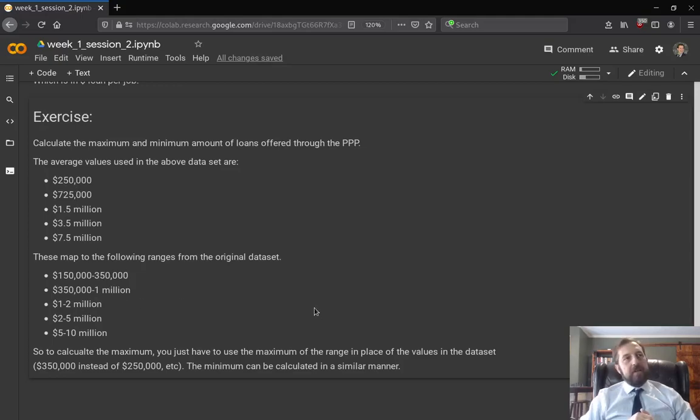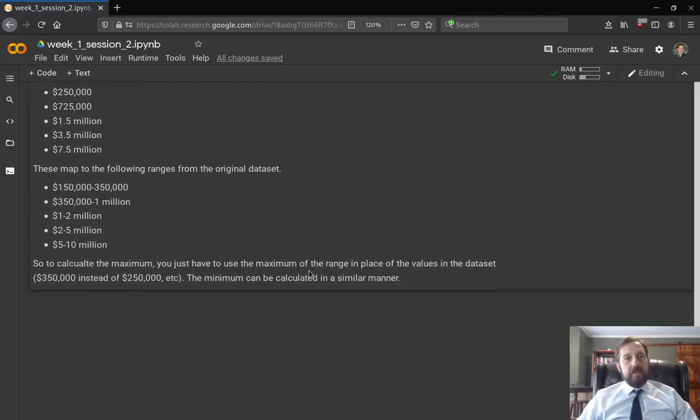So the exercise is somewhat involved. Probably the easiest way would be to create indicators, and then you're going to have to sum over these different indicator columns. So this will give you a good exercise. But at the end of this, you'll have an answer of this is the maximum size of the PPP, or this is the minimum size of the PPP.